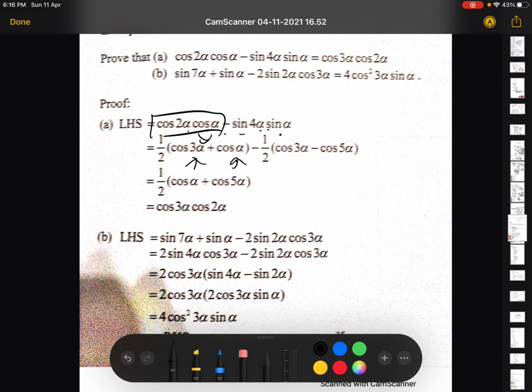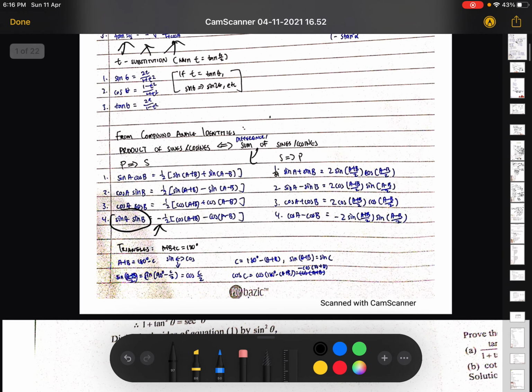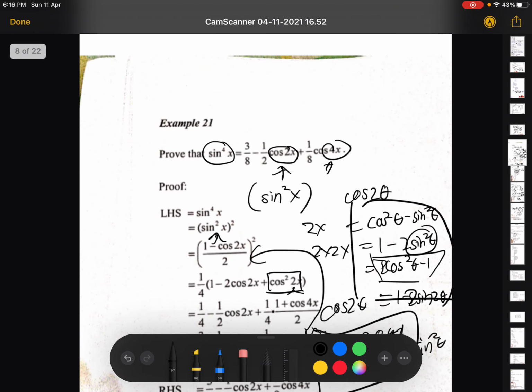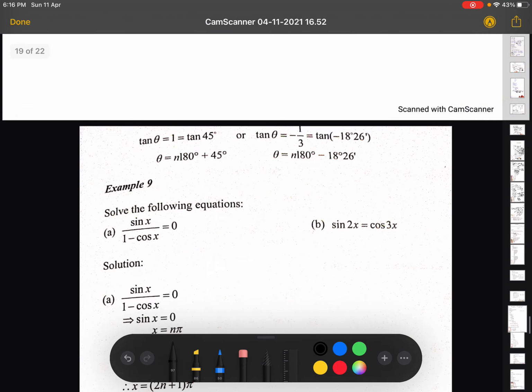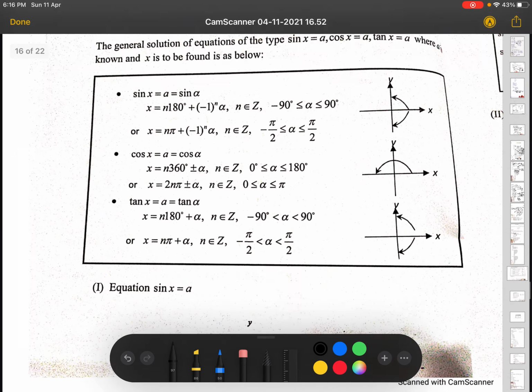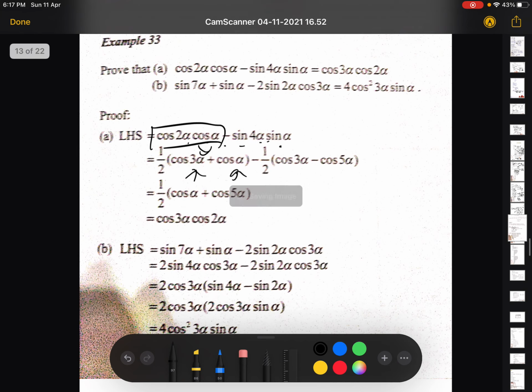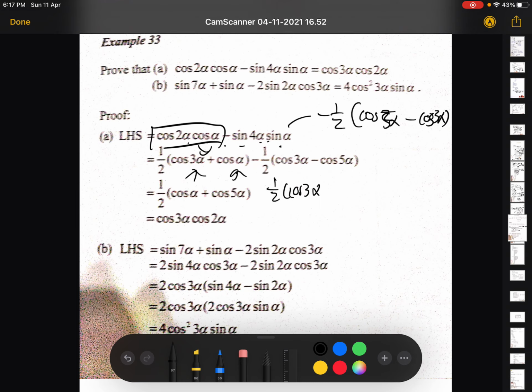Okay, 2 cos 2 alpha cos alpha. So cos A cos B, and then sin A sin B. Let me just go back to the page again. So sin 4 alpha sin alpha, you will get equal to minus 1 over 2 cos 5 alpha minus cos 3 alpha. So you will get 1 over 2 cos 3 alpha plus cos alpha minus 1 over 2, this part.